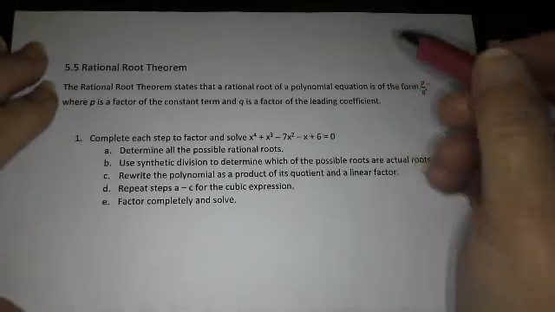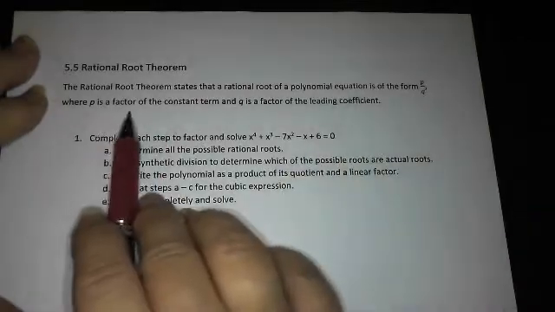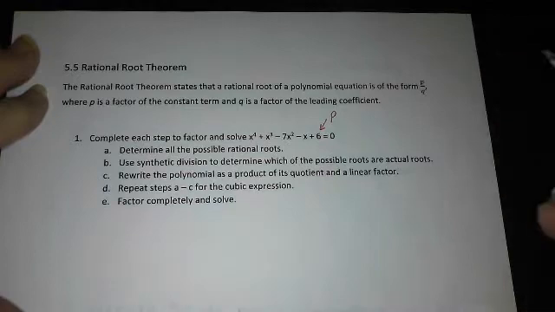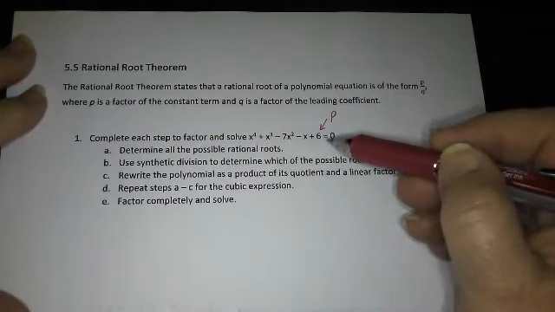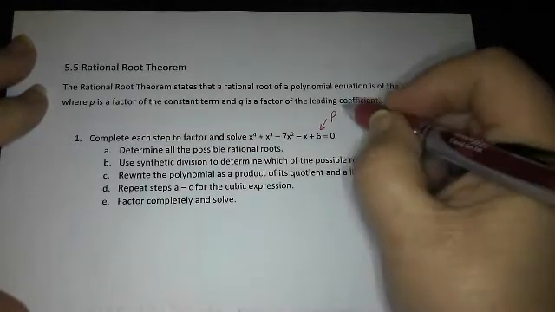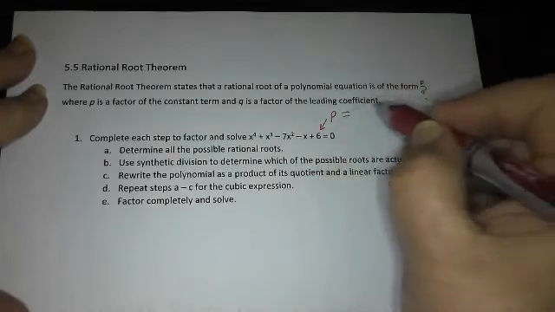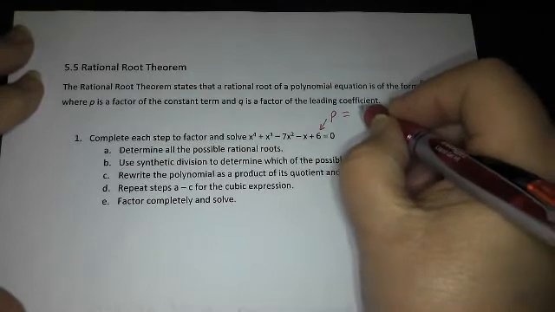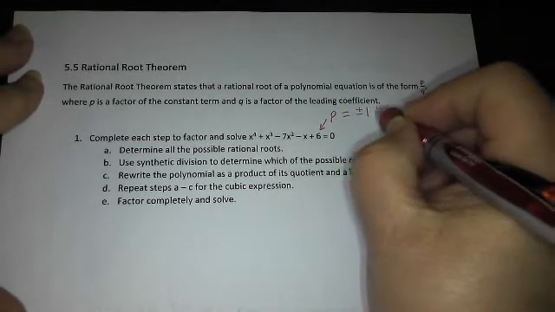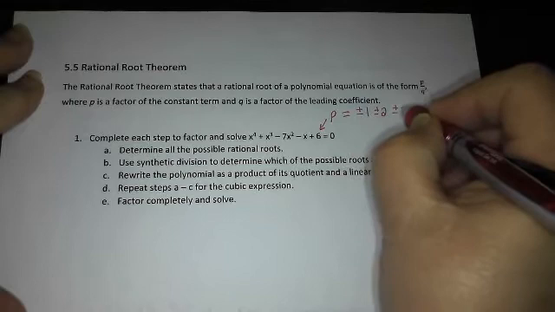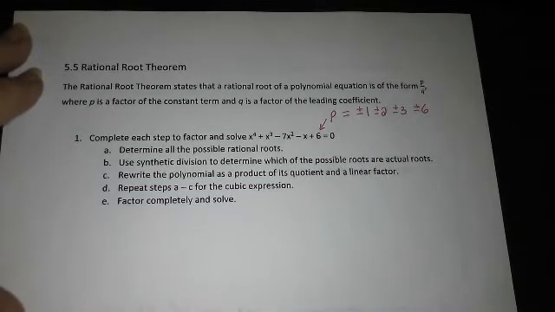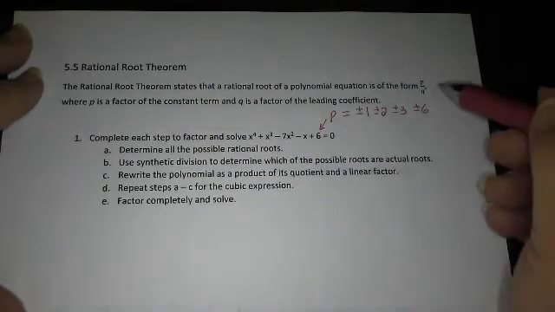So here's what we do. The p-value is a factor of the constant term. The constant term is the number without any x's. That's your constant. So my p is going to be factors of 6. So that would be plus or minus 1, plus or minus 2, plus or minus 3, and plus or minus 6. That's my p-value. That's the numerator.